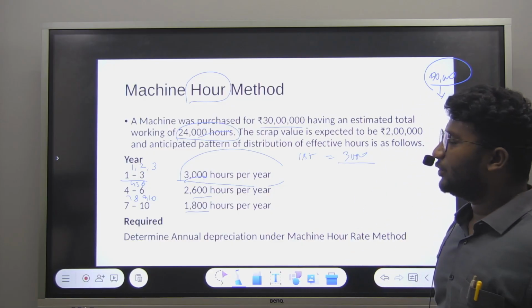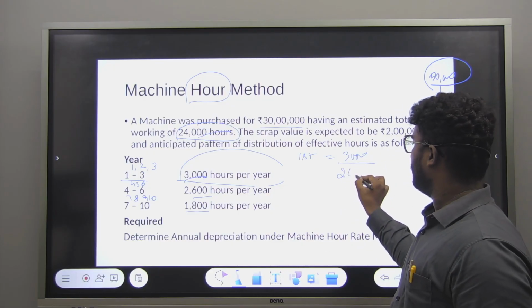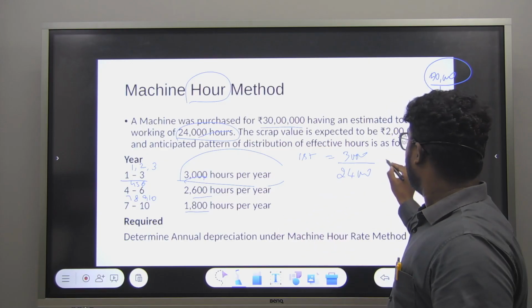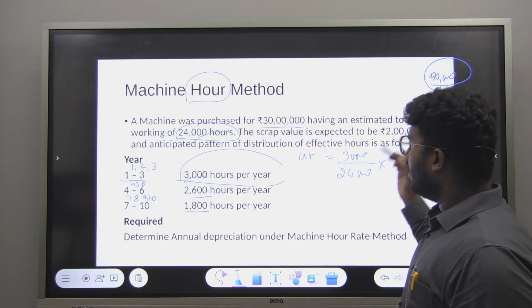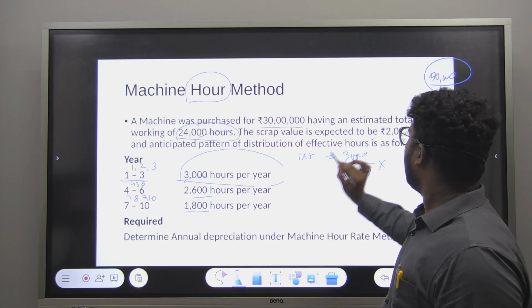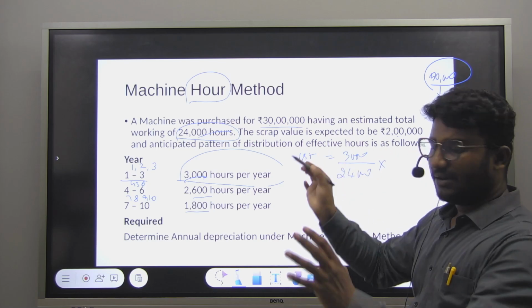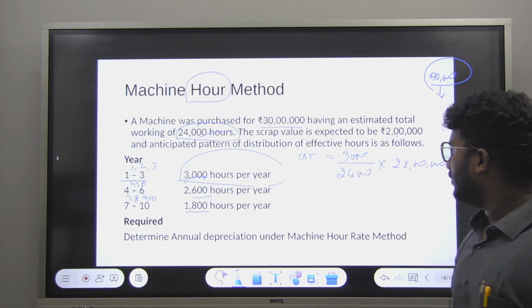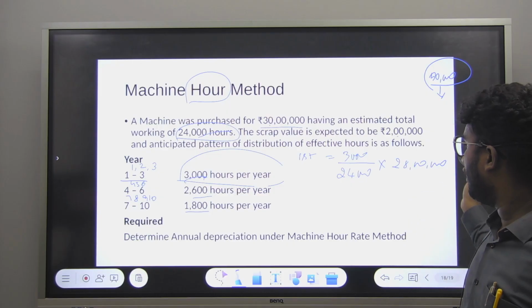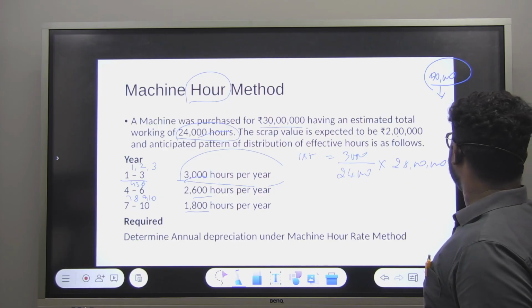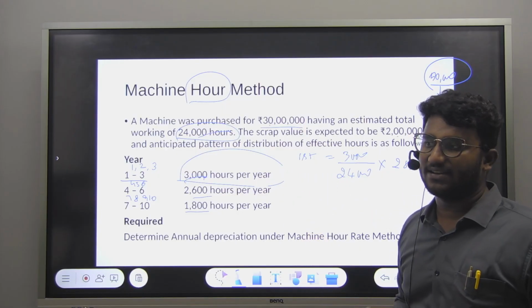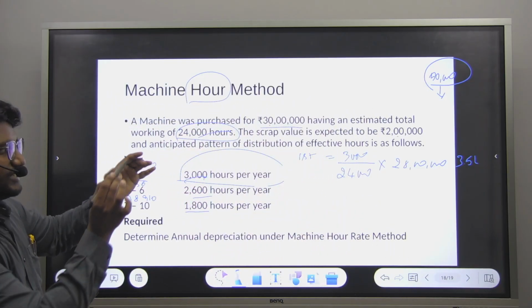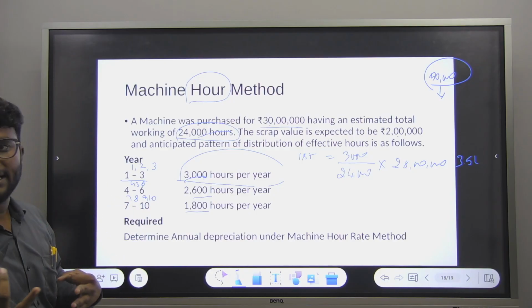Divided by the total life, how much is it? 24,000, into the value of the machinery, 30 lakh minus scrap value 2 lakh, which comes to 28 lakhs. So what is the final amount? 3,50,000. You will charge 3,50,000 depreciation for the first 3 years. So first year 3,50,000, second year 3,50,000, third year 3,50,000.